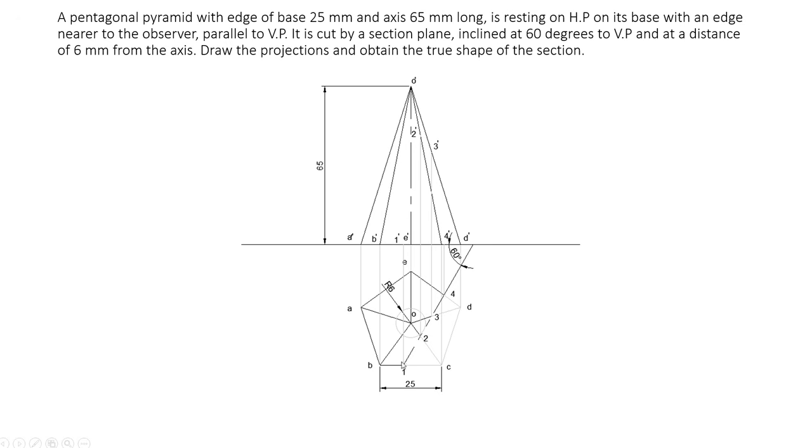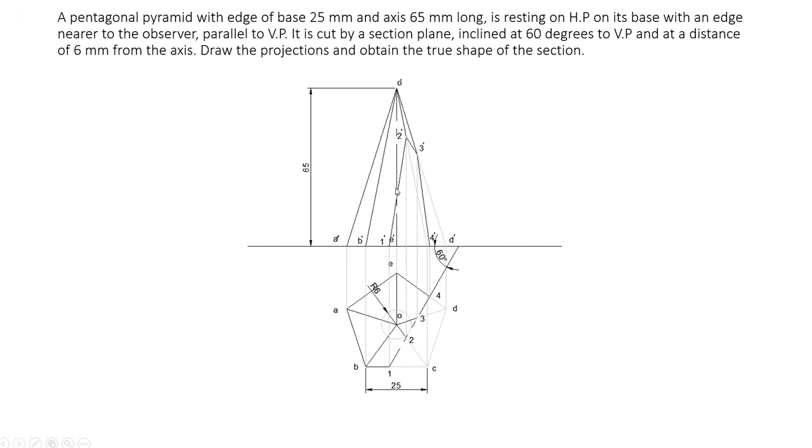Now project all those points to the corresponding lines. The point 1 is on the line BC, that is the base, so project 1 to the base line. Then 2 is on the line OC, so project 2 to the line O dash C dash. Point 3 is on the line OD, so project point 3 to the line O dash D dash. 4 is on the base line, that is DE, so project point 4 to the base. So you'll get 1 dash, 2 dash, 3 dash and 4 dash.